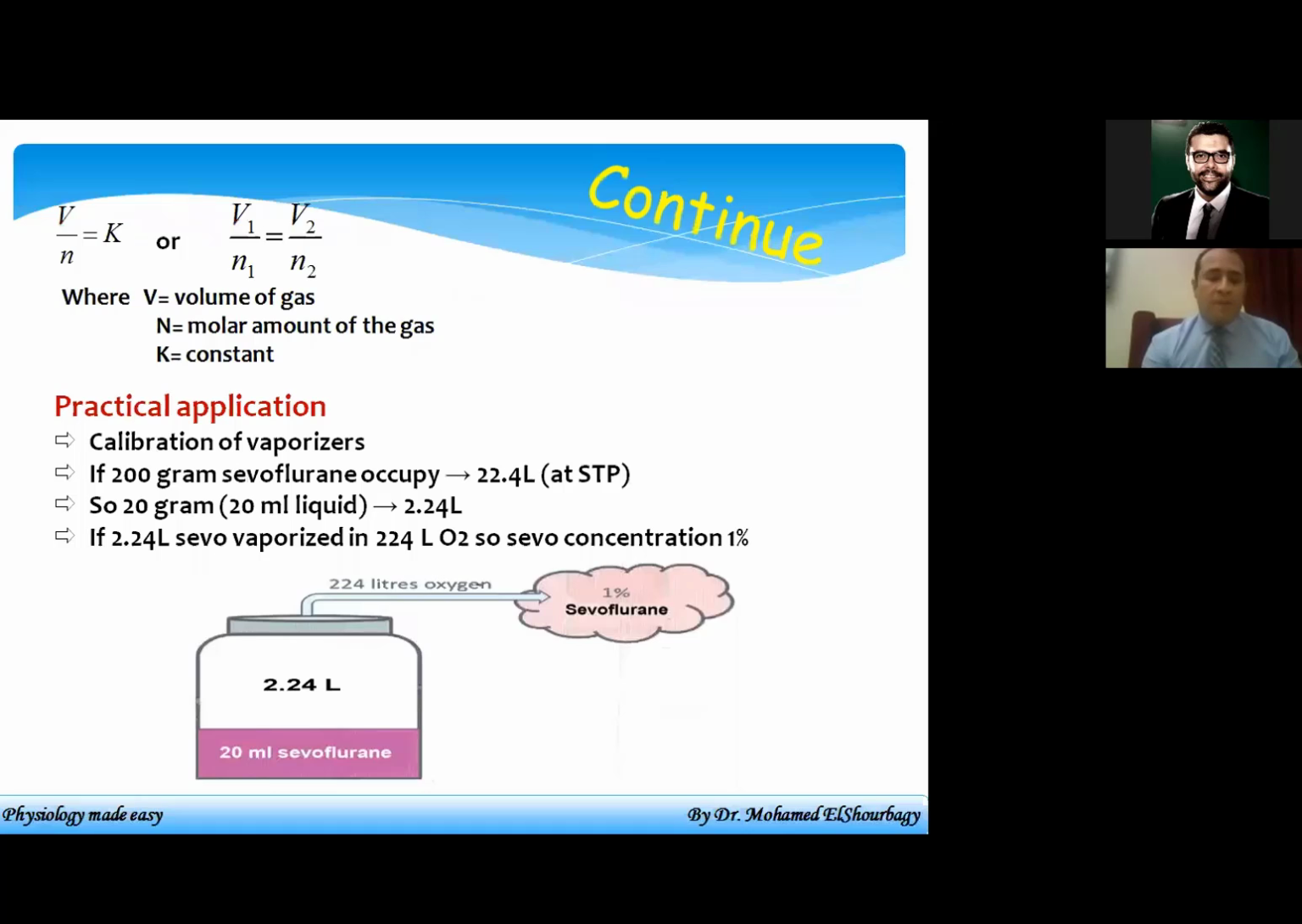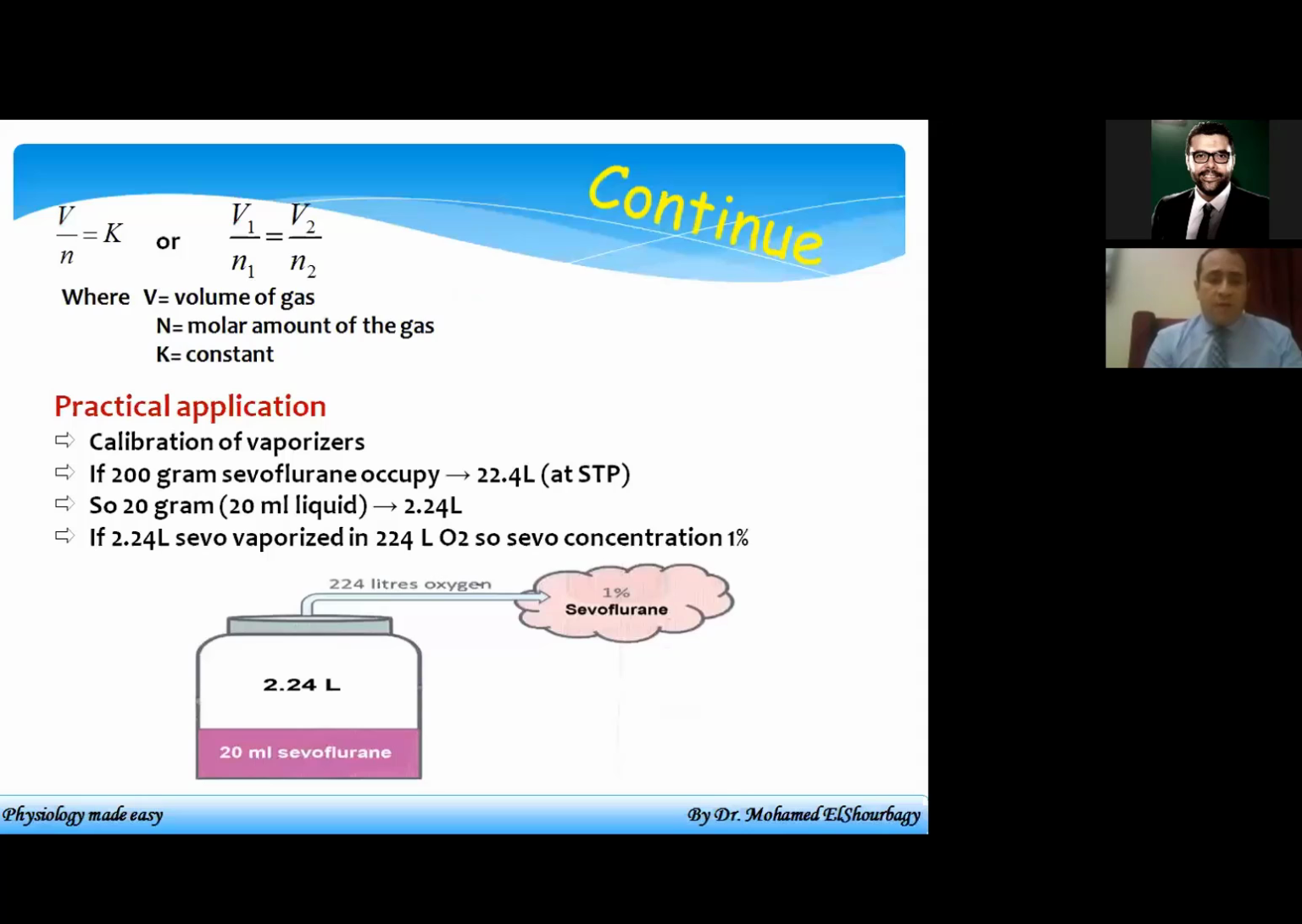To continue about Avogadro hypothesis, the equation is V over n equals K. V is the volume of gas, n is the molar amount of the gas, K is a constant. So V1 over n1 equals V2 over n2. What is the practical application of Avogadro hypothesis? Calibration of vaporizer.